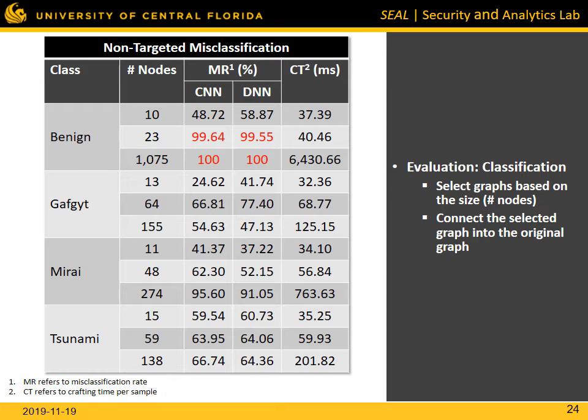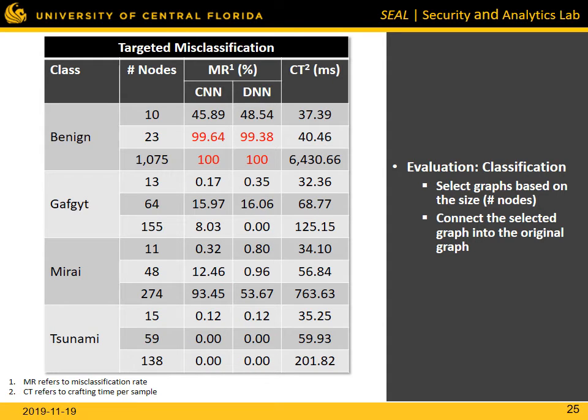For the classification model, similar to the detection process, we vary the size of the selected samples. This table shows the non-targeted misclassification rate for each family and the crafting time of the adversarial examples. We observe the same behavior from the detection process, achieving a misclassification rate of up to 10% from the benign to any malicious family. Similarly, this table shows the targeted misclassification rate over CNN and DNN classification models that we described earlier. We achieved a targeted misclassification rate of up to 100% for benign to all malicious families.